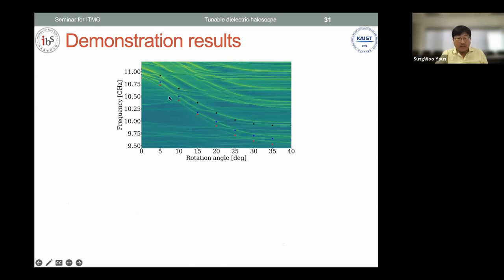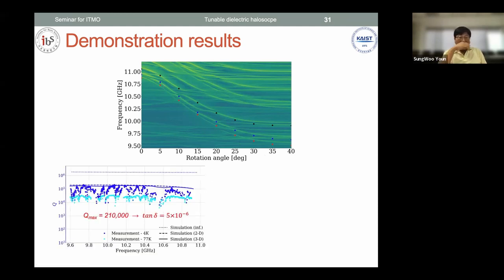This is the frequency map, okay? So basically you see three nice curves like this. Our desired mode corresponds to this one, the lowest one, which has very good consistency with the simulation study, which is represented by the red dots. And then we also have higher modes, those things. We see very nice tuning, and consistency with the simulation study.